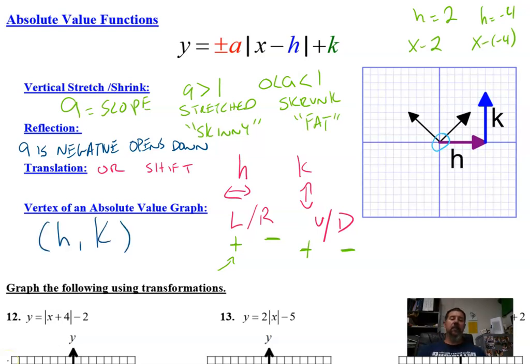And then I forgot to write this down before when we talked about it, but again, to find the vertex, or that pointy part of the graph, that is your (h, k), and you can just write it as a point. That's the point we're going to start with to find the vertex. All right, so let's graph one of these.